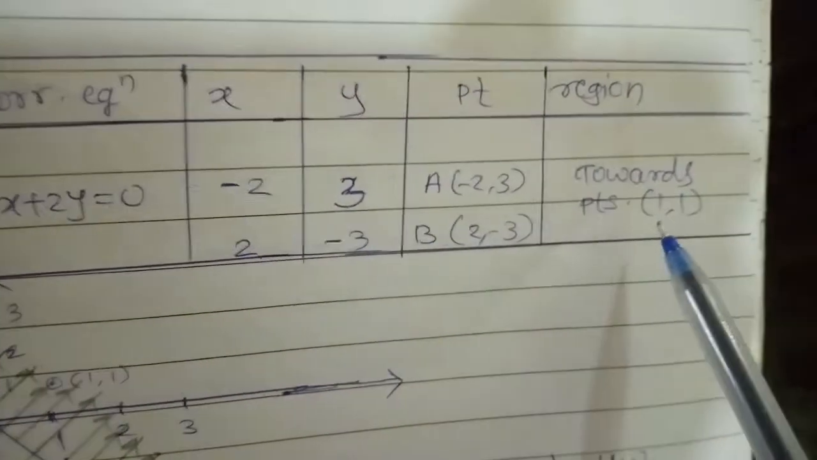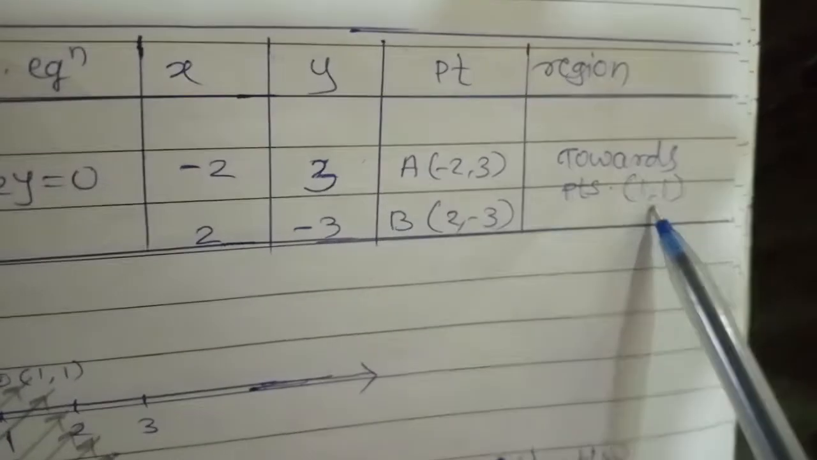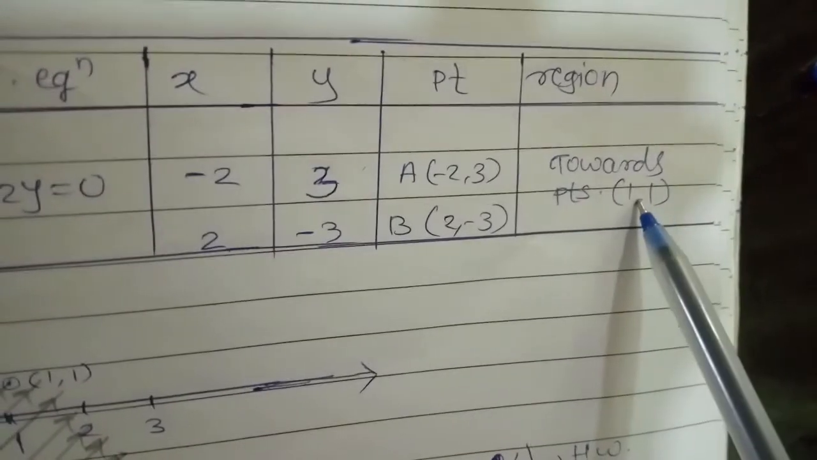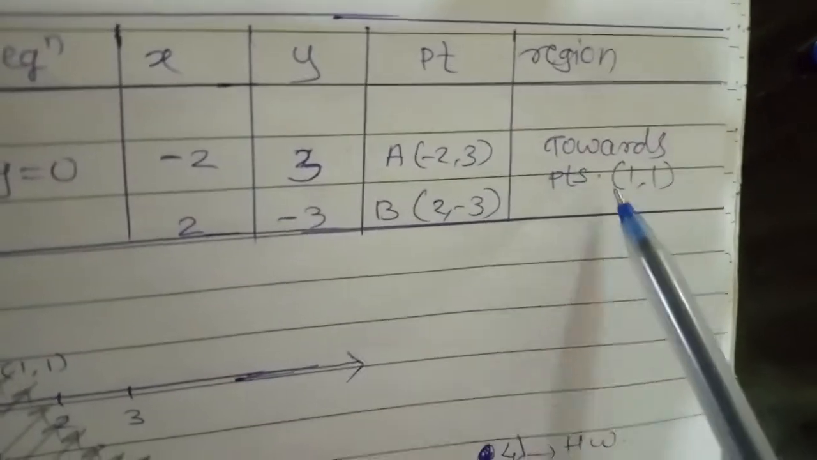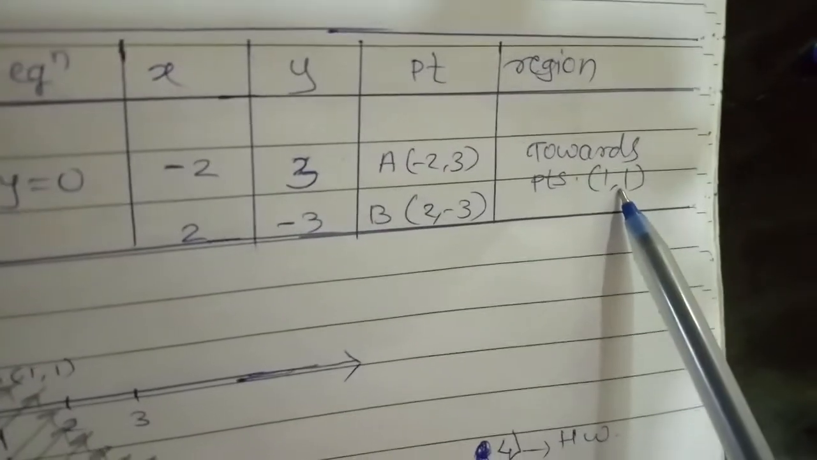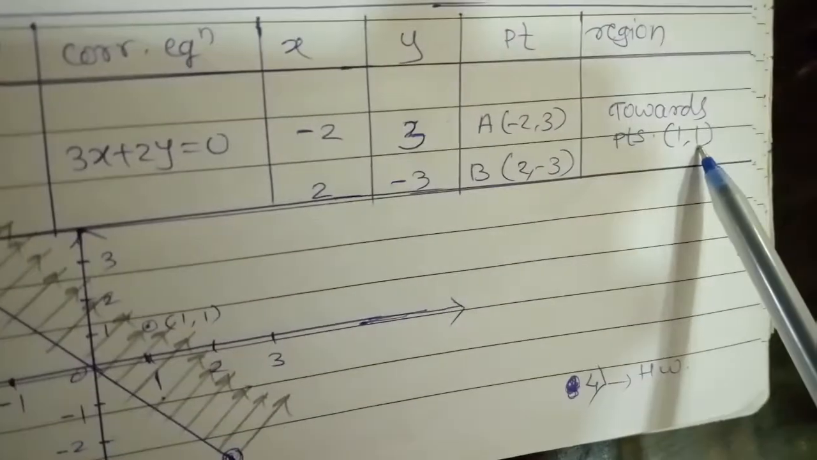So we have to draw the arrows on the origin side. Instead of writing origin side, we have to write towards 1 1, because we put the coordinates as 1 1. So we have to draw the arrows on the 1 1 point side. First we have to plot this point 1 1 and draw the arrows towards this point.